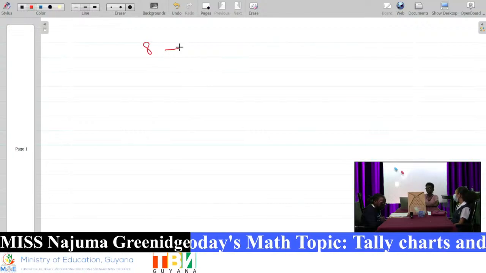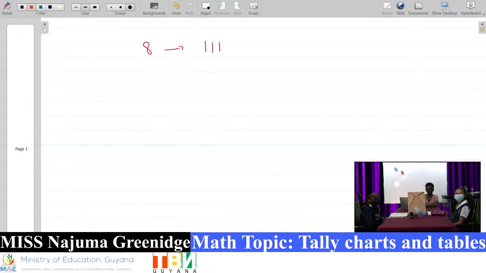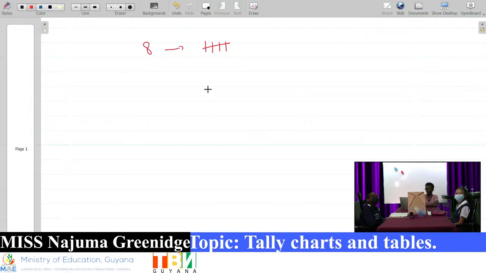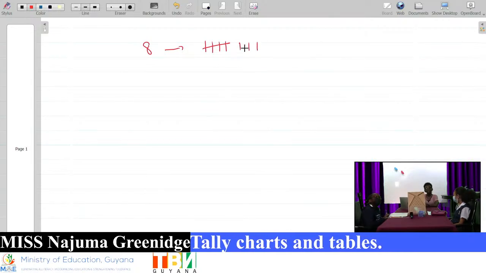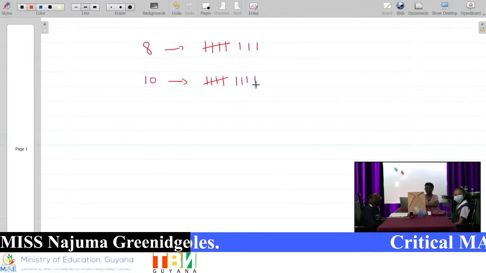4 strokes and 1 across. Then, 1, 2, 3, 4, 5. How many more do you need to put? 3. 1, 2, 3. That's 8 in terms of tally. 10 would be 4 and 1 across, right? 1, 2, 3, 4, 5, and then 6, 7, 8, 9, 10. So it's like bundles of 5, if you check it out.